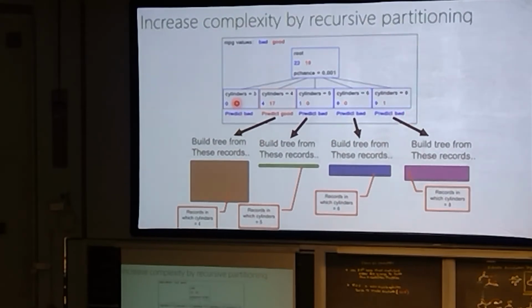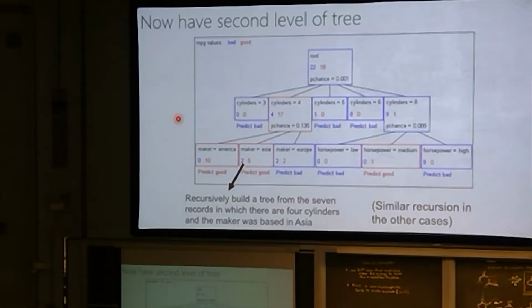And so now the idea is for each of these, we're going to recursively build a tree with the training data that ended up in this bucket. So not with all the data, but only the data that ended up in this bucket. And in that way, we're going to recursively partition the space more and more.